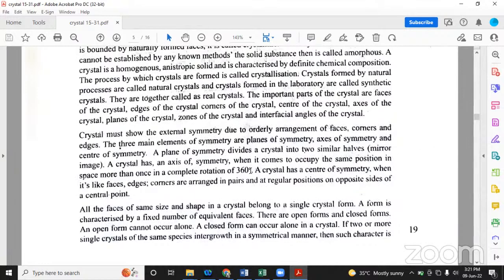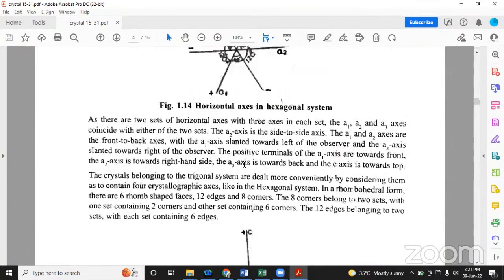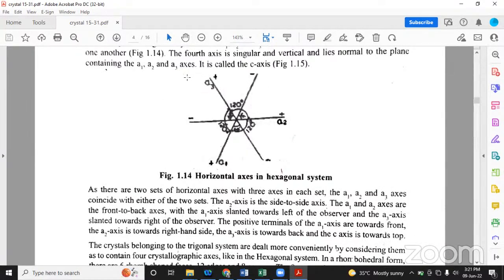There you can see there are 360 degrees. The crystal occupies the same position in space more than once in a complete rotation of 360 degrees. A crystal has a center of symmetry when its faces, edges, and corners are arranged in pairs in regular positions on opposite sides of the center. Observe this image; you can observe this in all the images.